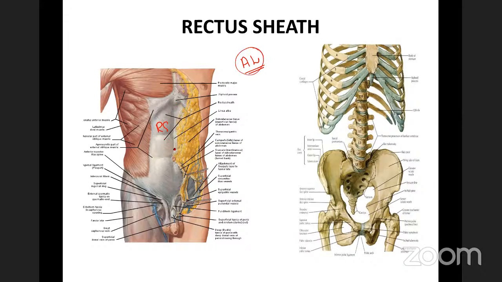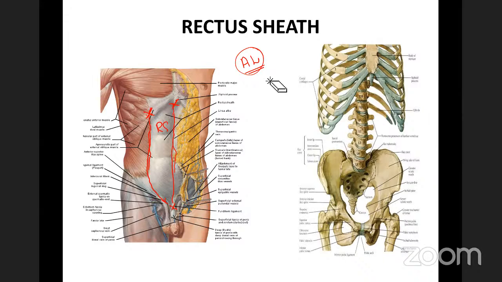This is the medial part of the rectus sheath. This is the lateral part of the rectus sheath. The medial part of the rectus sheath is attached from the xiphoid process to the pubic symphysis. Obviously, that is the attachment of the linea alba. The lateral margin of the rectus sheath is at the linea semilunaris, which is from the ninth costal cartilage to the pubic tubercle. Okay, now we will discuss the anterior layer and the posterior layer.